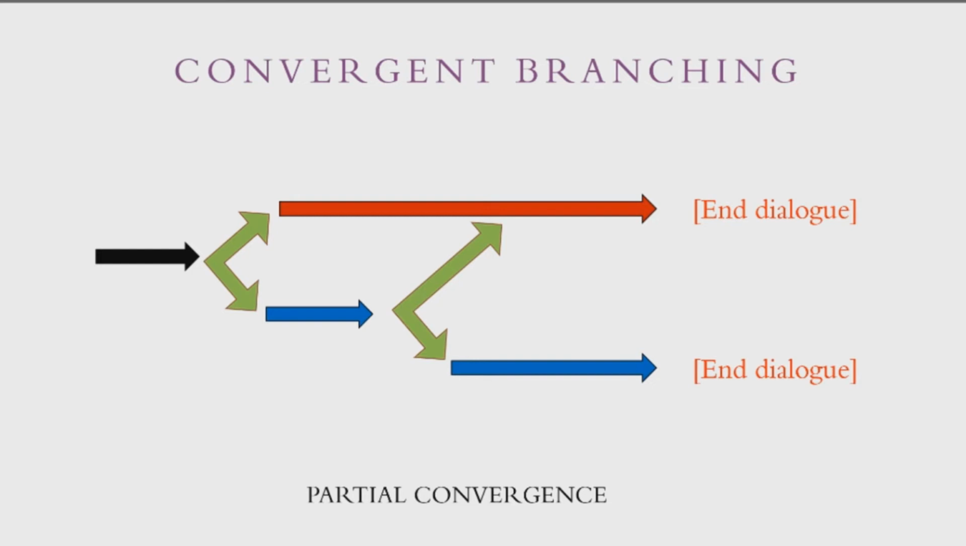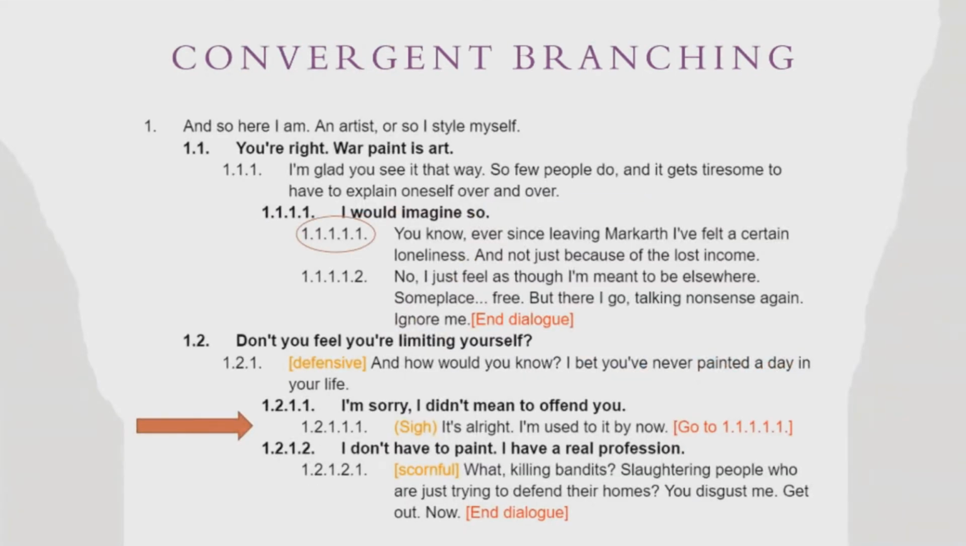Here's an example of it actually in practice, which may be a little overwhelming on the screen, but stay with me. Here we have the NPC say, "And so here I am, an artist, or so I style myself." Now the player has two choices. If they choose 1.1, "You're right, war paint is art," they will continue in a diagonal direction all the way down to end dialogue. And that will be their journey.